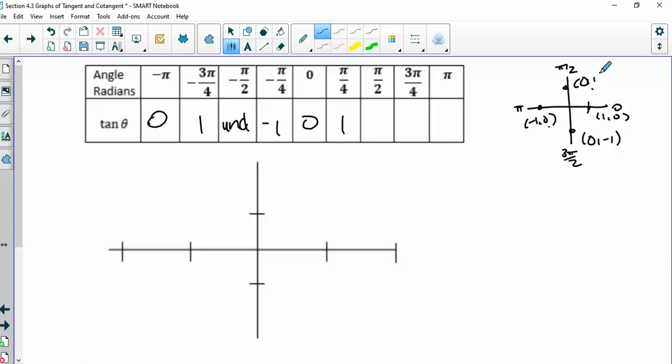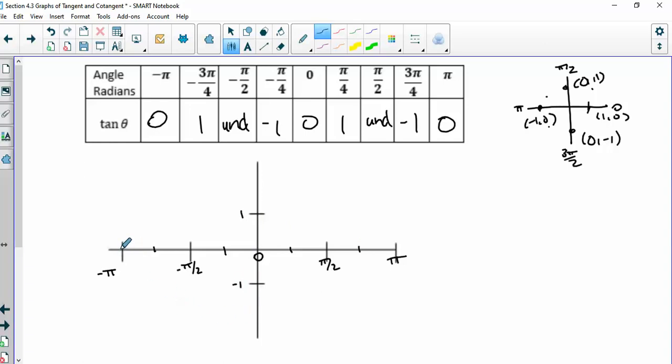Pi over 2. This is the point 0, 1. Undefined. 3 pi over 4 is -1, and pi, we're back here, 0 divided by -1 is 0. Alright, so these are going to represent the asymptotes, and halfway in between them would be the other points here, the pi over 4s. This is 1 and -1.